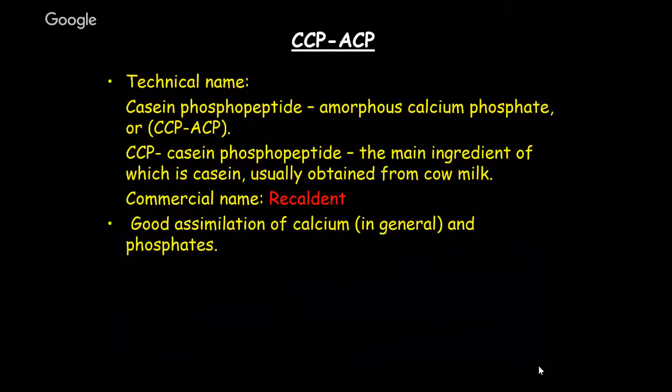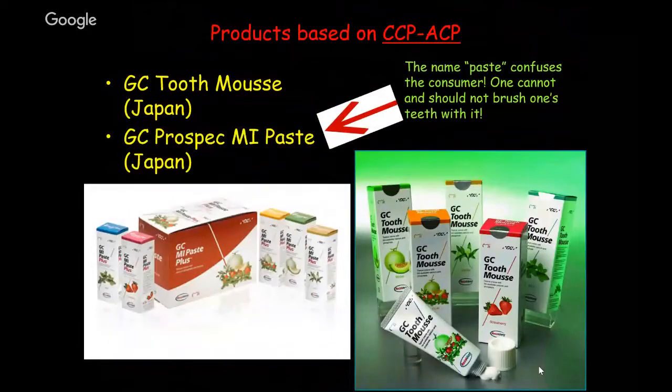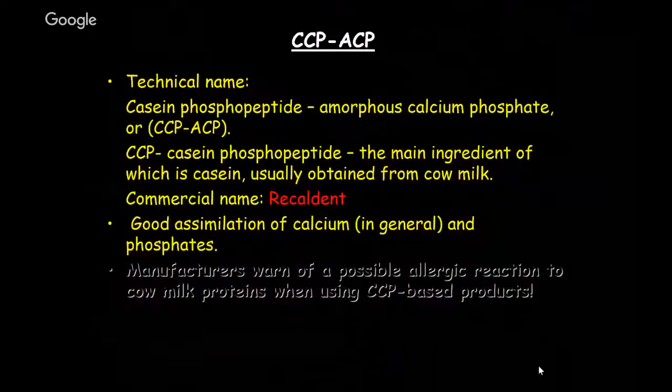The next one, CPP-ACP, casein phosphopeptide and amorphous calcium phosphate. Commercial name, Recaldent. It's very popular, GC from Japan. One important fact: the manufacturer warns of a possible allergic reaction to cow's milk protein when using CPP-based products. Be careful.